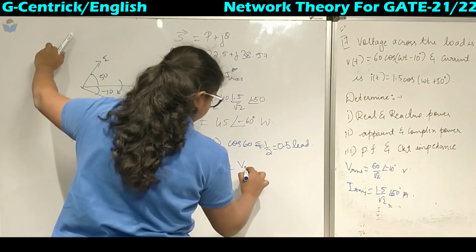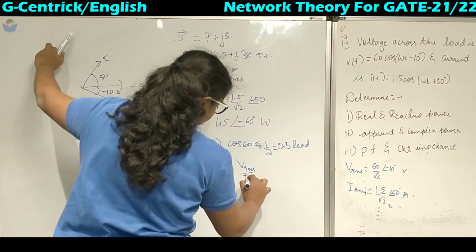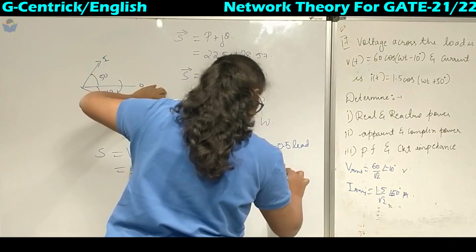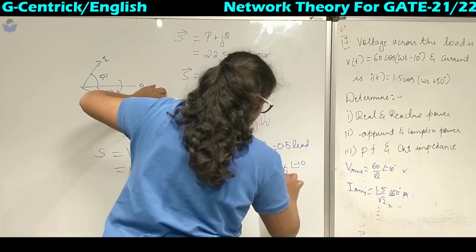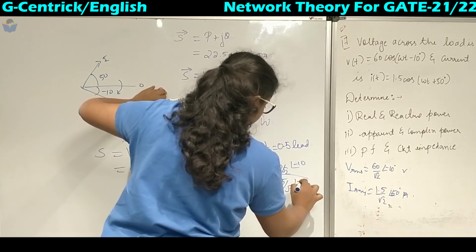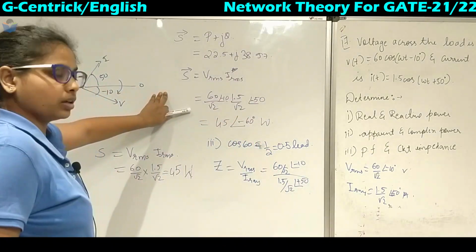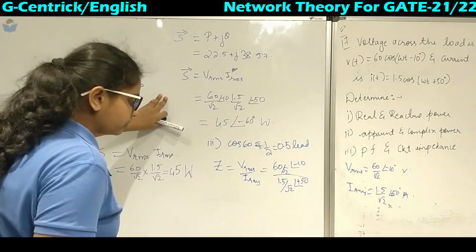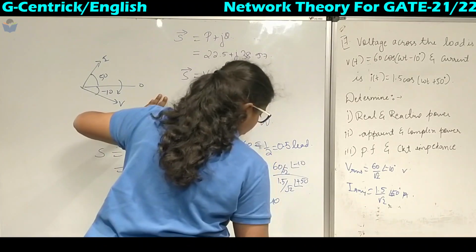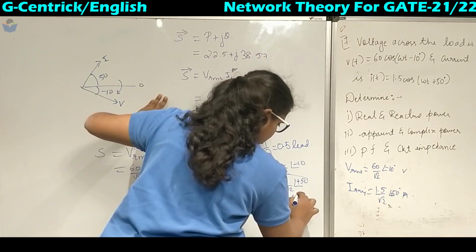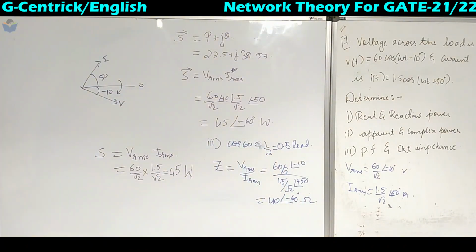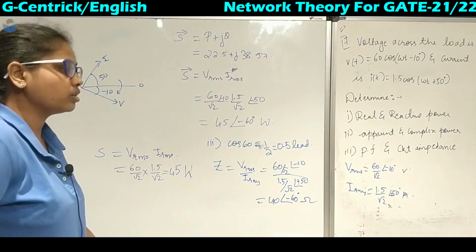Next we have to calculate impedance. Impedance is nothing but V RMS upon I RMS. So V RMS is 60 by root 2 and I RMS is 1.5 by root 2 at plus 50 degrees. When you solve this, it comes out to be 40 angle plus 50 minus, which will go up, so it is 40 angle minus 60 degree Z, in ohms. So this is the solution for this problem.